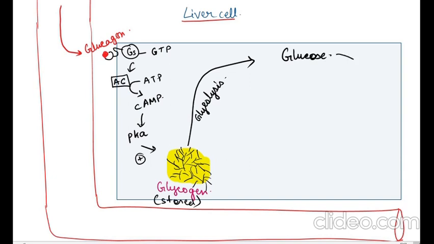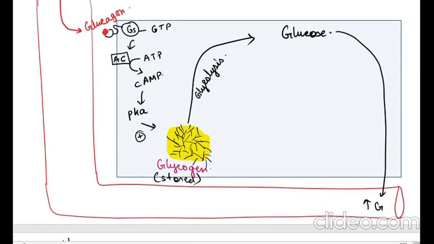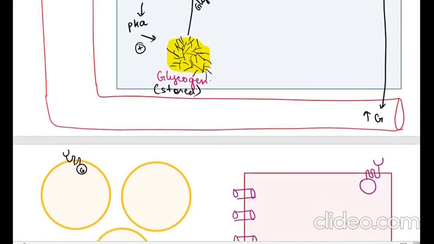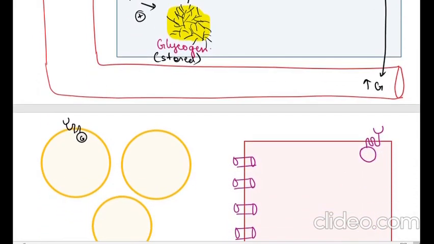Now what will happen? This glucose will then go back to the blood, increasing the concentration of glucose, which is what we are trying to do. But just breaking down glycogen alone is not going to help. We need to do some more things. So let's see where else our glucagon is going to work.